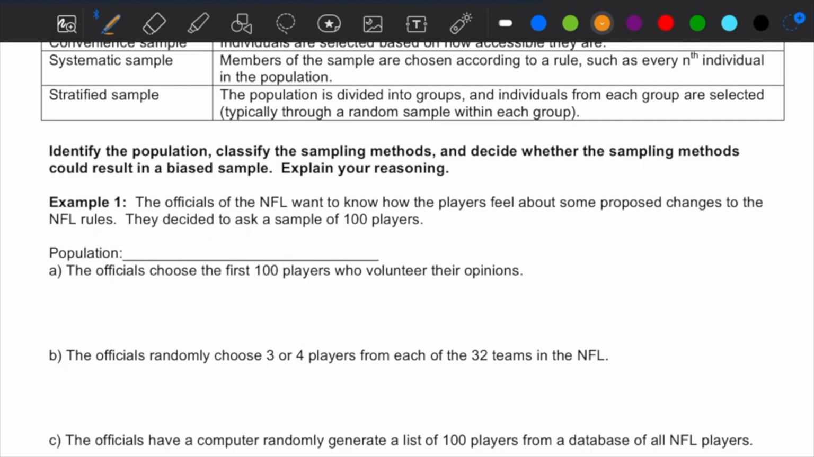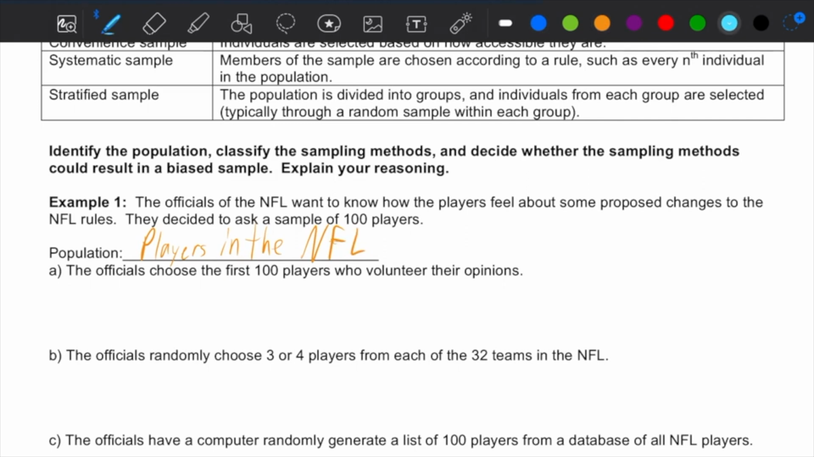So the population that we're talking about here are who we're trying to survey. And so we're trying to survey the players in the NFL. And you might say, NFL players, something like that. Different way of phrasing the same exact thing.